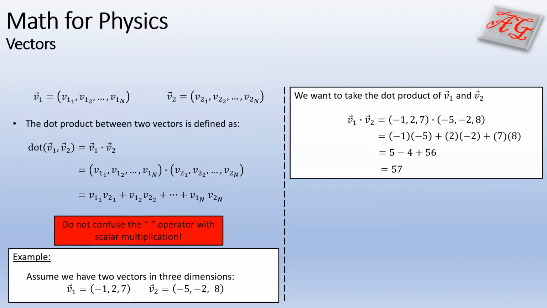And after adding the entries, you see that we get a number that in this case is 57, concluding that the result of the dot product between b1 and b2 is, well, 57.